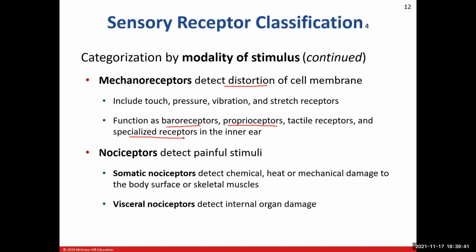Then finally, we have our nociceptors, our pain receptors. You have two types, the somatic nociceptors. This is going to be the nociceptors where you can consciously perceive pain. And so it's going to give us information on chemical, heat, and mechanical damage to the skeletal muscles or any body surface. And then the visceral nociceptors will deal with our organs.